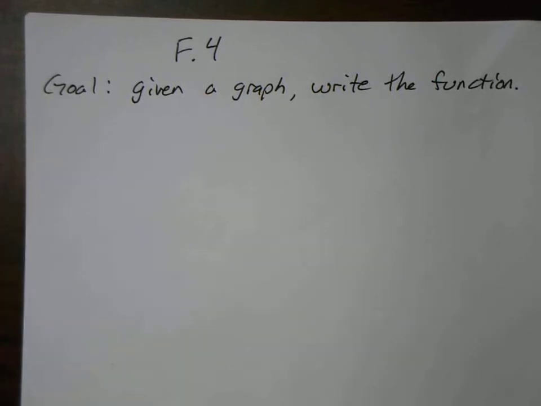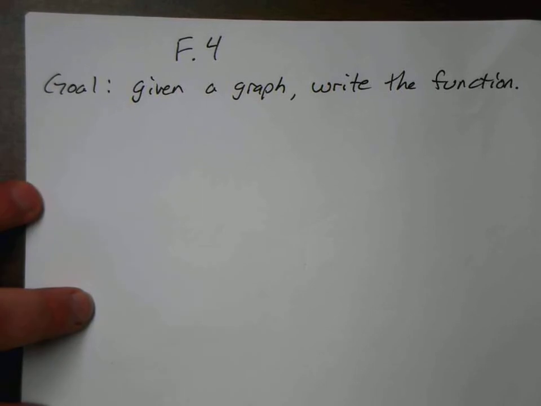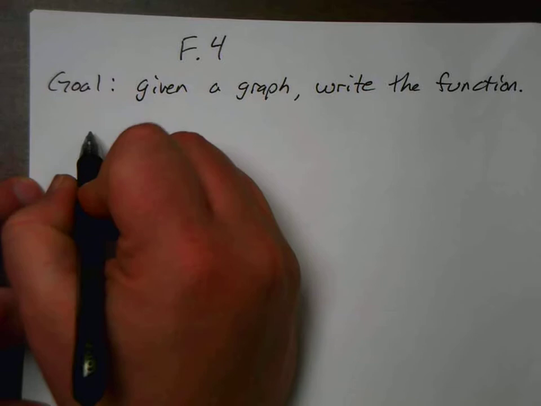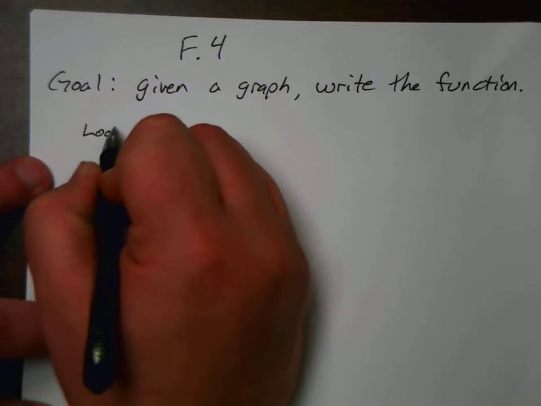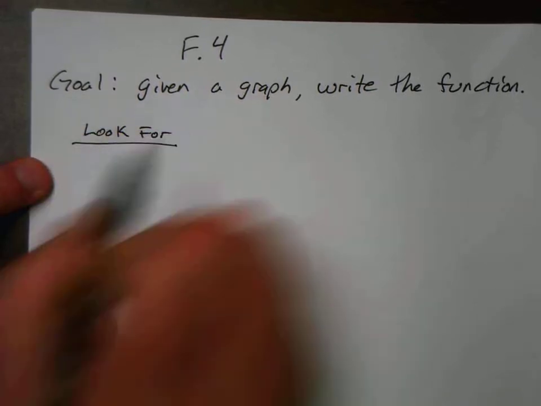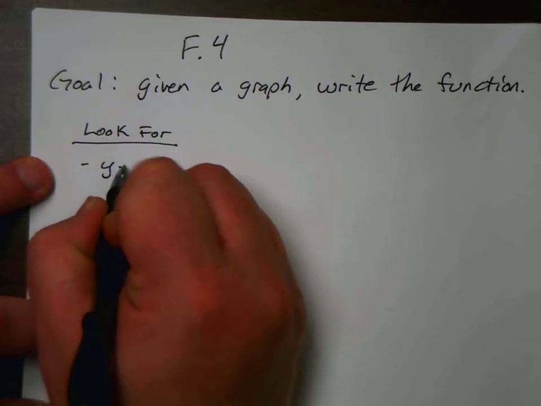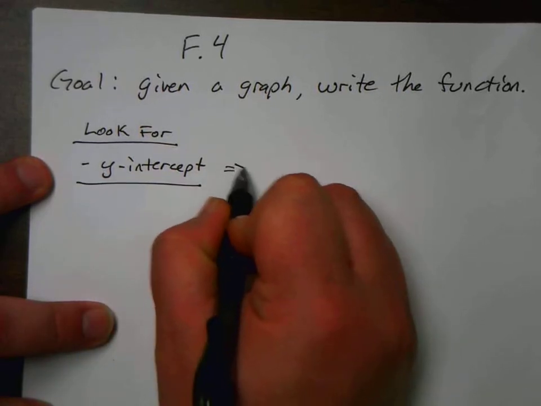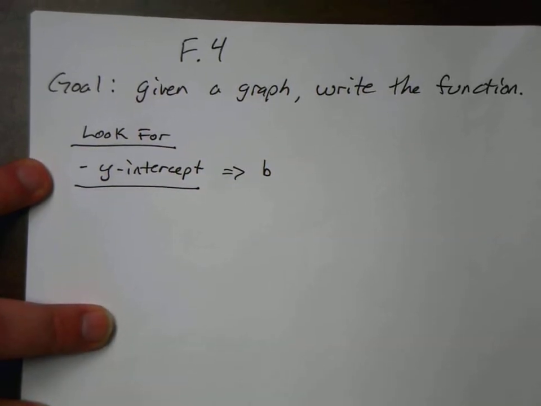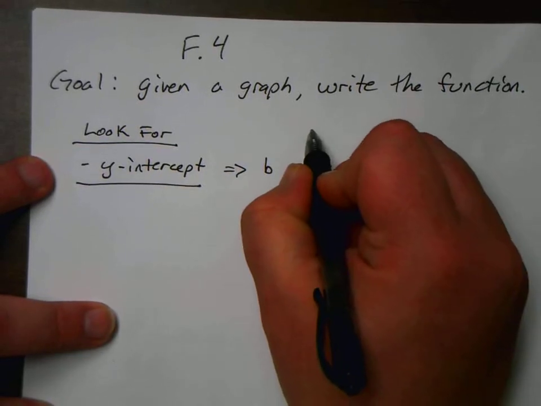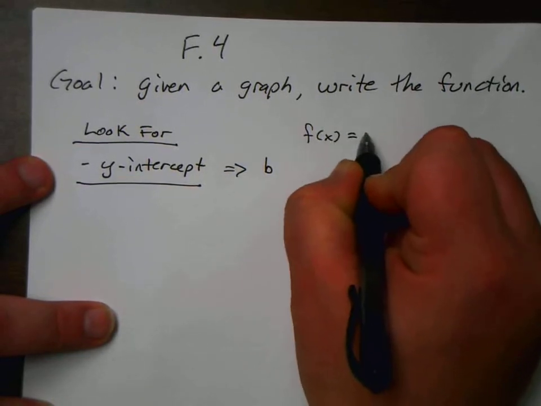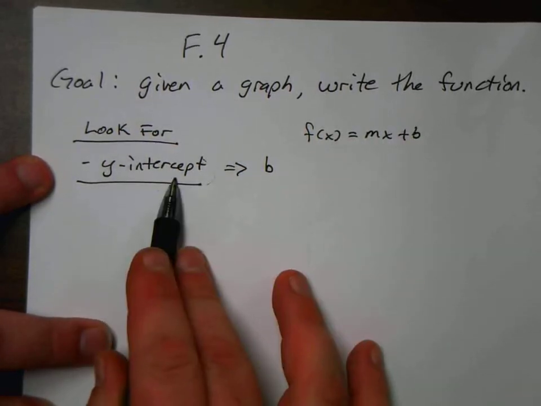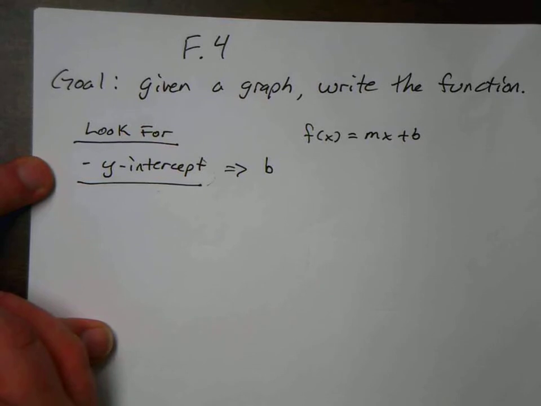And so the big key here is using those two big characteristics. When you start off with a graph, what to look for? The first thing you want to look for is that y-intercept. This is going to give us that b value that we need. Remember, all of these linear functions are in the form of f of x equals mx plus b. So find the y-intercept first, and that's going to tell us the b value.